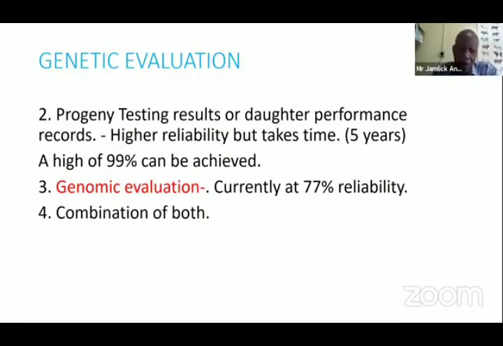Therefore, the combination of progeny test results supported by genomic evaluation go hand in hand, because information based on genomic evaluation, as you see, goes up to 77%. But with the progeny test, you can go as high as 99%. When you have 99% reliability, it means when you use that particular bull, you are going to get exactly what is in the data available. You are assured. But when the percentages are lower, it can go either direction, positive or negative.